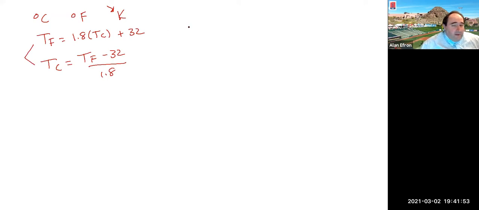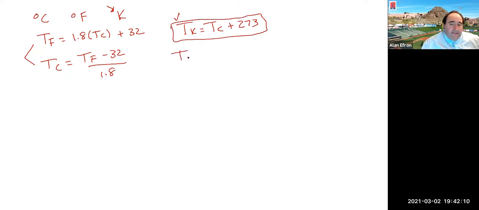But the one we use the most is going from Celsius to Kelvin. So the temperature in Kelvin is the temperature in Celsius plus 273. And that is definitely a conversion we use a lot in chemistry. The opposite of that is if you want Celsius and you have Kelvin, temperature in Kelvin minus 273 will get you there.